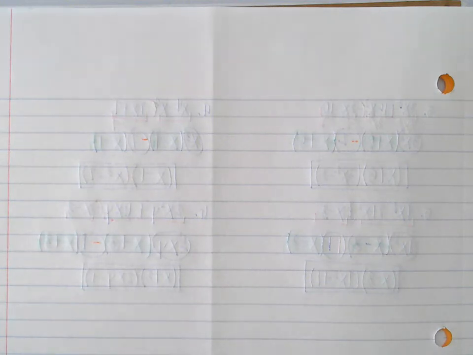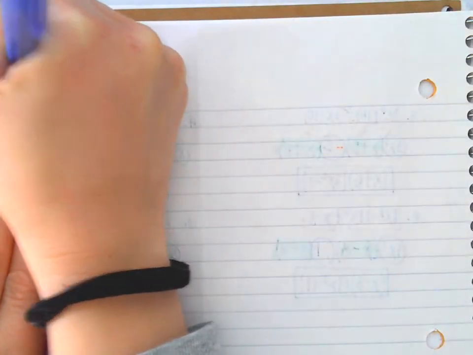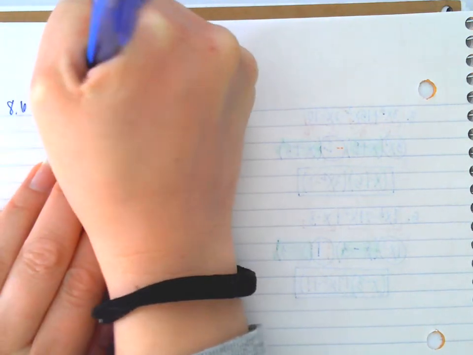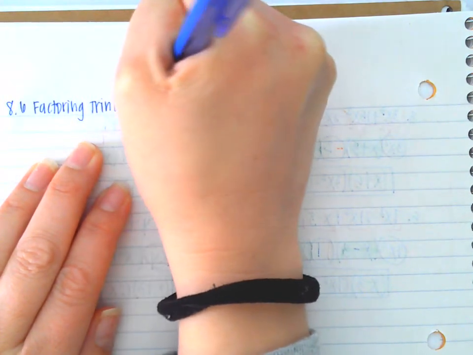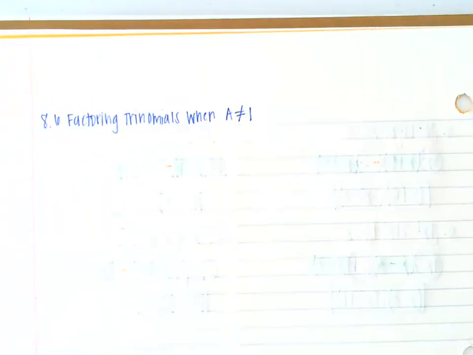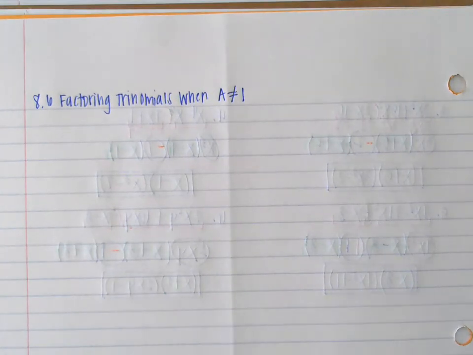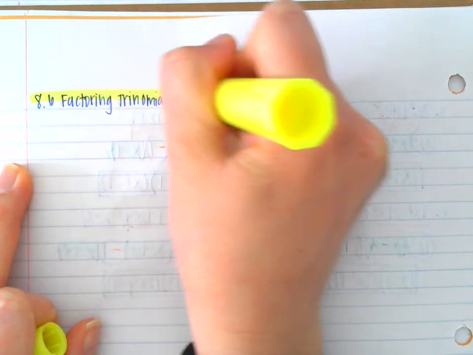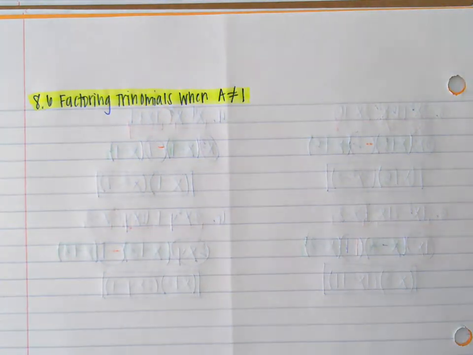We are starting today on 8-6. I told you we're kind of going all over the place with this unit, but we are going to be factoring trinomials when A doesn't equal 1. We'll go over that a little bit more once we get into the unit and what that means. But we're going to start off today with a little bit of a review because I want you guys to see and pick up on a pattern here.